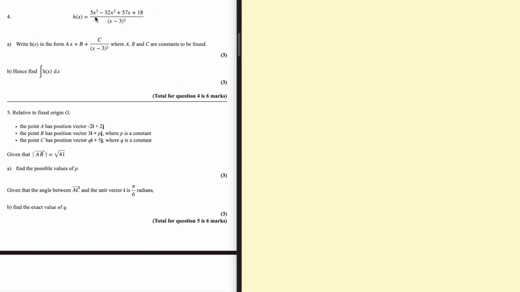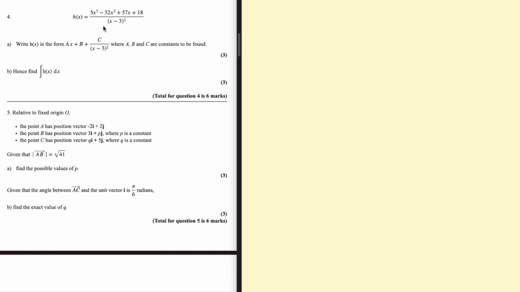Question 4 says h of x equals 5x cubed take 32x squared plus 57x plus 18 over x take 3 all squared. And part A says write h of x in the form ax plus b plus c over x take 3 all squared, where a, b, and c are constants to be found.